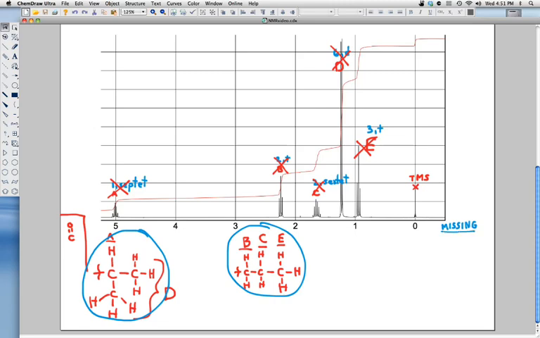Okay, so we know our formula, C7H14O2. So let's first count our carbons. So over here we have 3 carbons plus another 3 carbons. So we're actually missing 1 carbon atom. The other thing we're missing is we have 2 O's, so we are missing 2 oxygens.